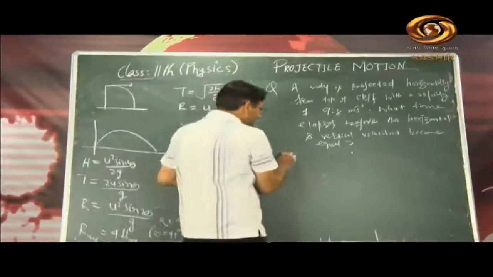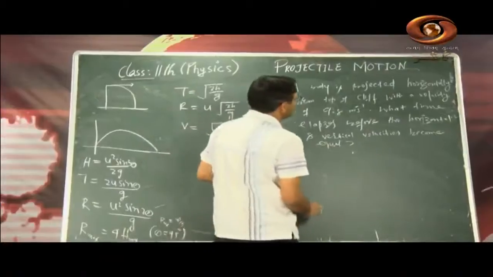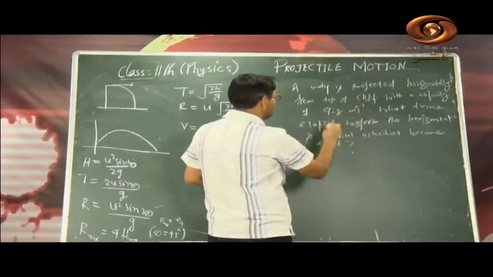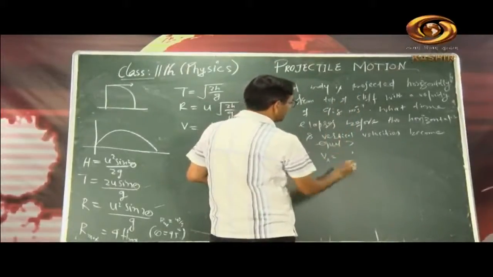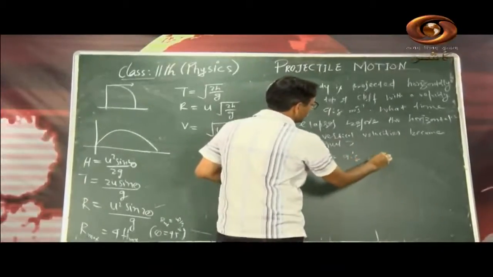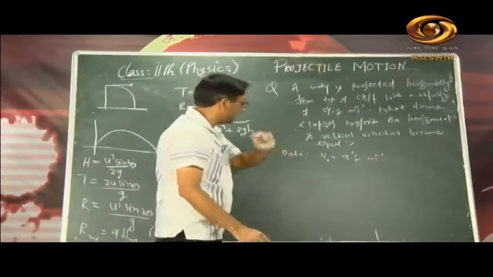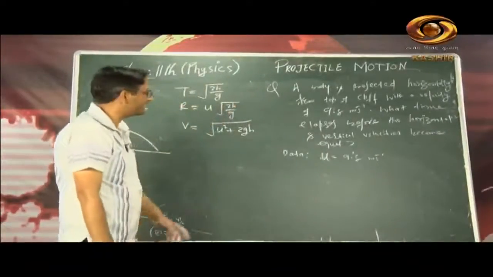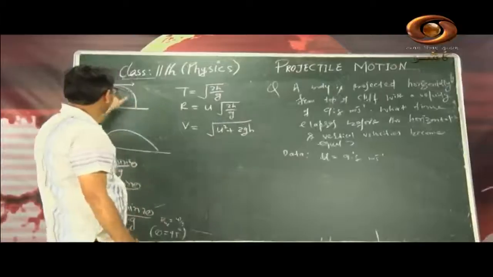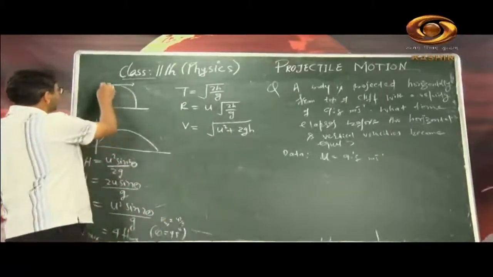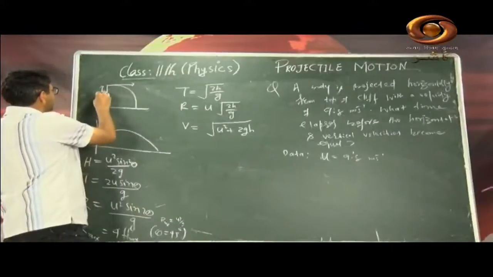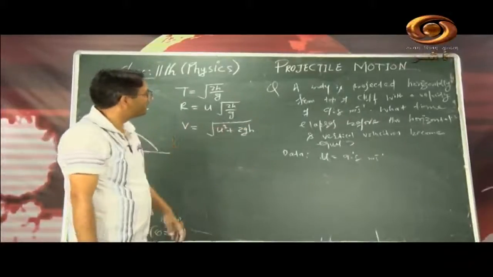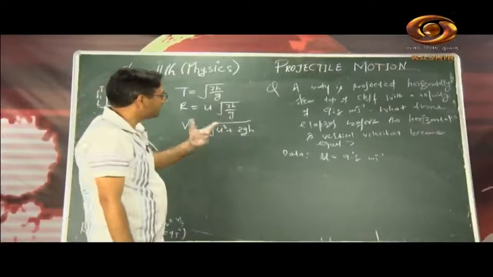So the data given is like this. The body is projected horizontally from the top of the cliff with a velocity, so the horizontal velocity Vx is given. It's 9.8 meter per second. This is the initial velocity along the x-axis, u. One more thing, my dear students, please try to understand it. This question has been set from a projectile launched horizontally from some height, and because there is a cliff, there is a height h. The body is projected horizontally from the top of the cliff with velocity u equal to 9.8.